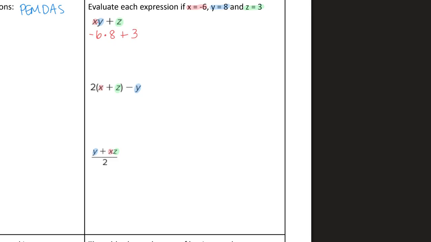3. Now we're going to evaluate. We're going to do the multiplication first. So we have -6 times 8, which is going to be -48. And then we're going to add 3. So it's going to be -45.